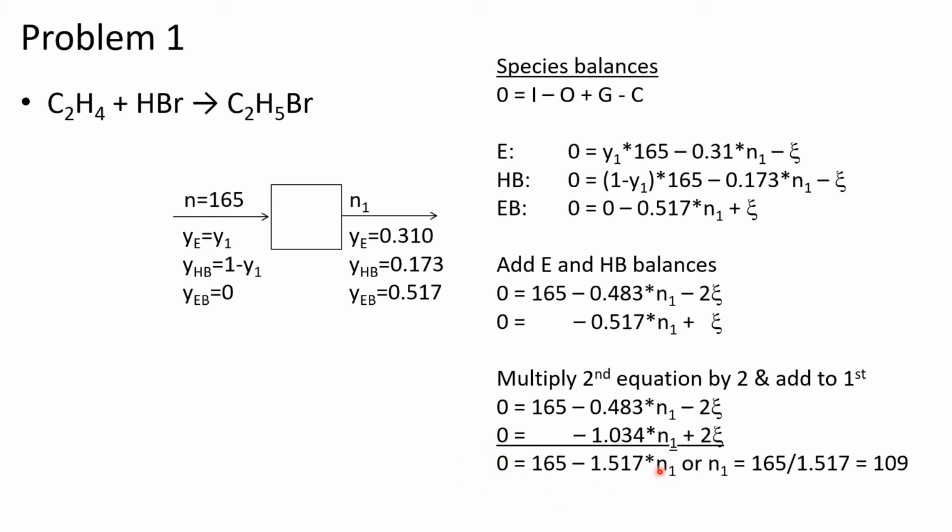We can rearrange this to solve for N1 pretty easily. N1 is 165 divided by 1.517, which is 109. So we're well on our way to solving for the unknowns here. Now that we have N1, we can plug it back into either of these two equations here to calculate xi. We can plug it in. The easiest one might be this bottom one here, since we only have 2 terms in it as opposed to 3 in the other.